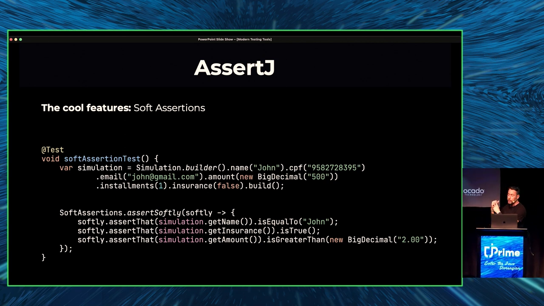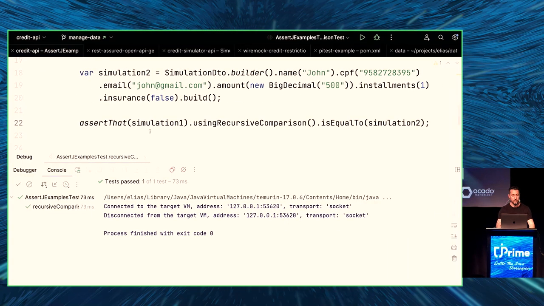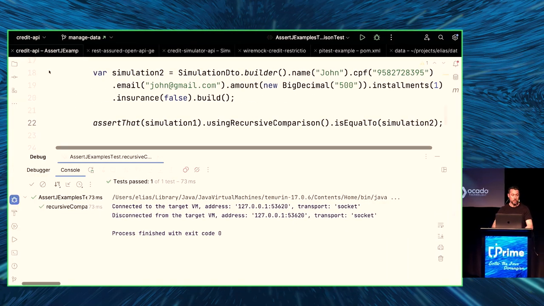So what I have here in the code is a soft assertion, so assert softly. I use this reference to assert that get name is equal to John, insurance is true, and is greater than that. And if I have some issue on that, the test will run till the end. How does this look?